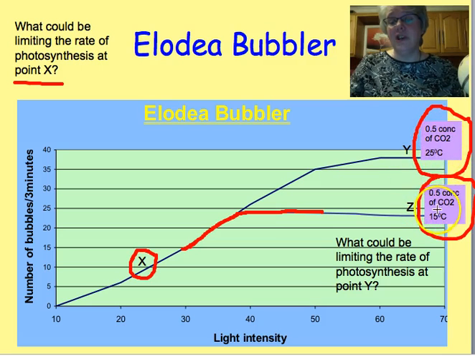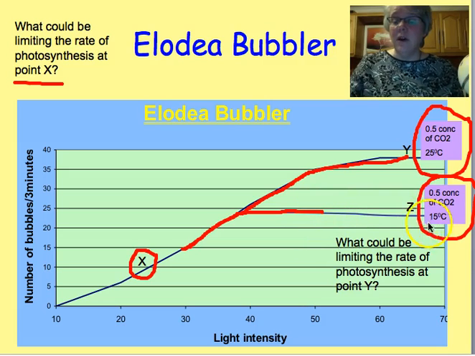So there's not been any change made to the carbon dioxide concentration, but there has been a change made to the temperature. And what we're saying is, well, at 15 degrees Celsius, temperature is limiting the rate of photosynthesis here, because if we give the plant a higher temperature, photosynthesis will still keep occurring. So we can say here for certain that what is limiting the rate of photosynthesis is the temperature, because if we give it more heat, then we get more photosynthesis.